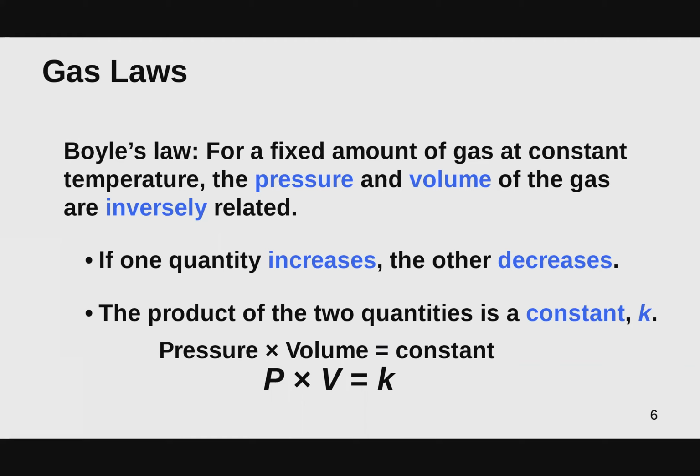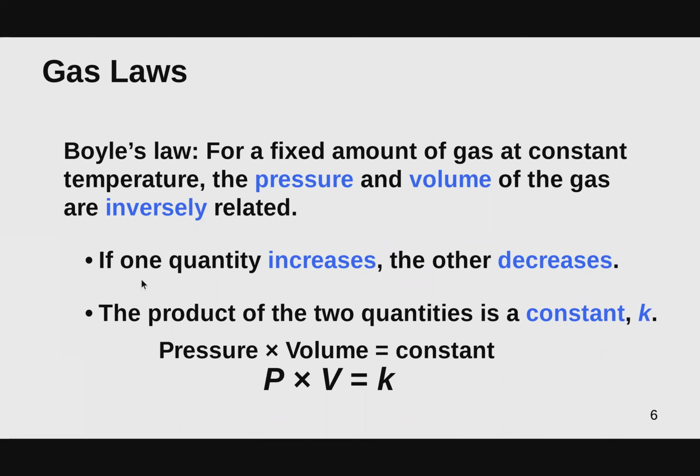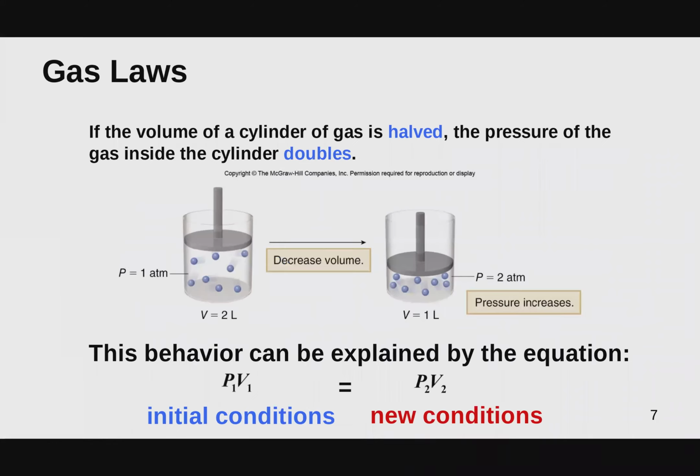Now, we can apply this in a fashion where if the volume of a cylinder is halved, the pressure of that cylinder should double. We relate that back to Boyle's law here: P times V equals K. And again, if the pressure is halved, the volume should increase twofold, and vice versa. Why? Because it's always equal to a constant K, and K never changes.